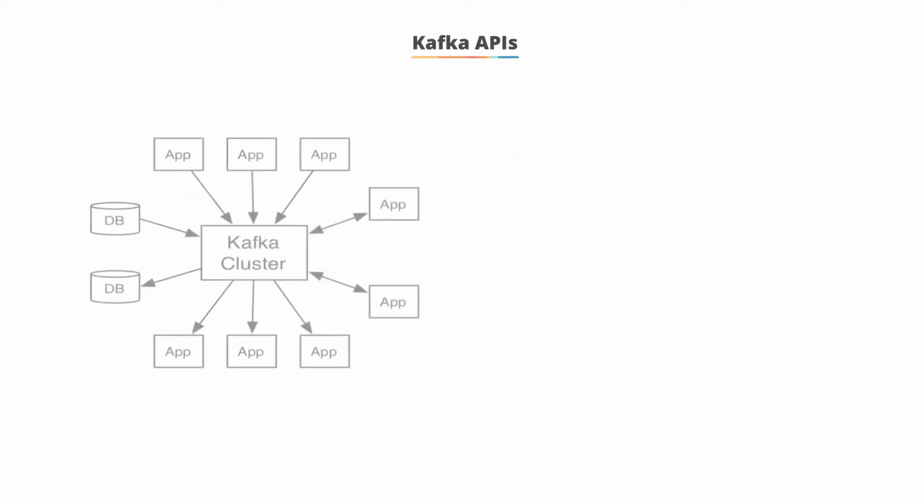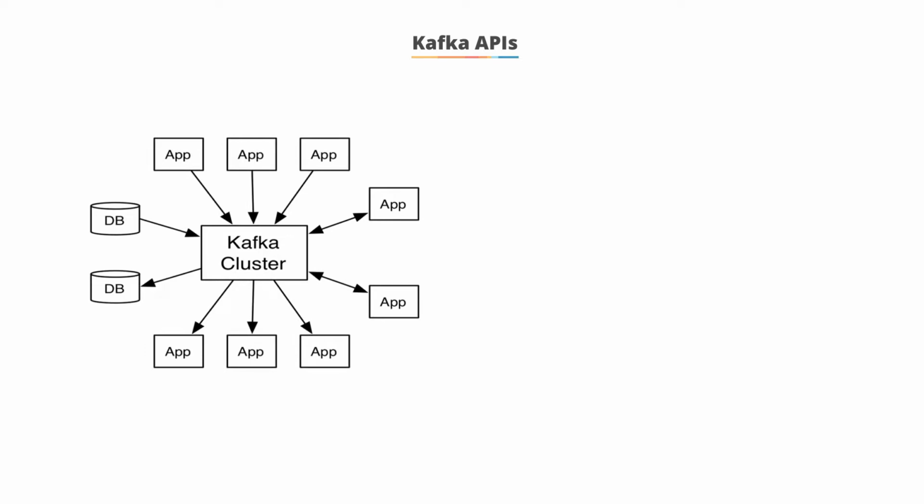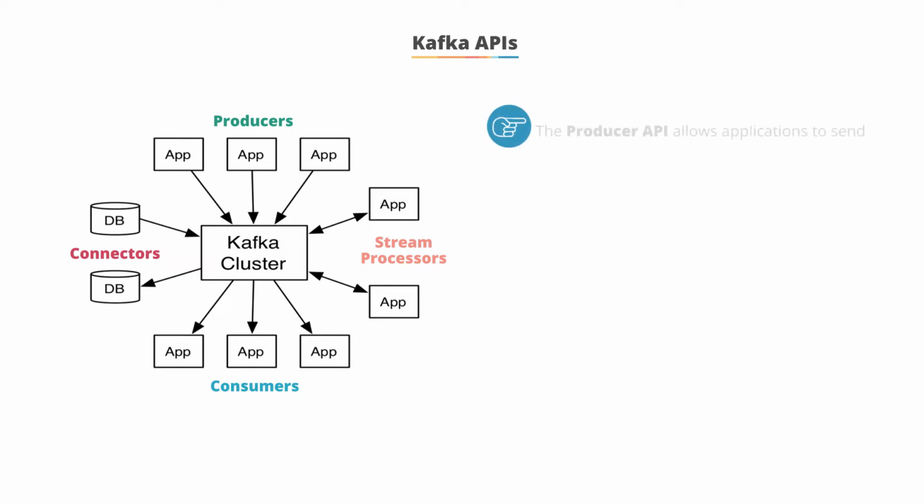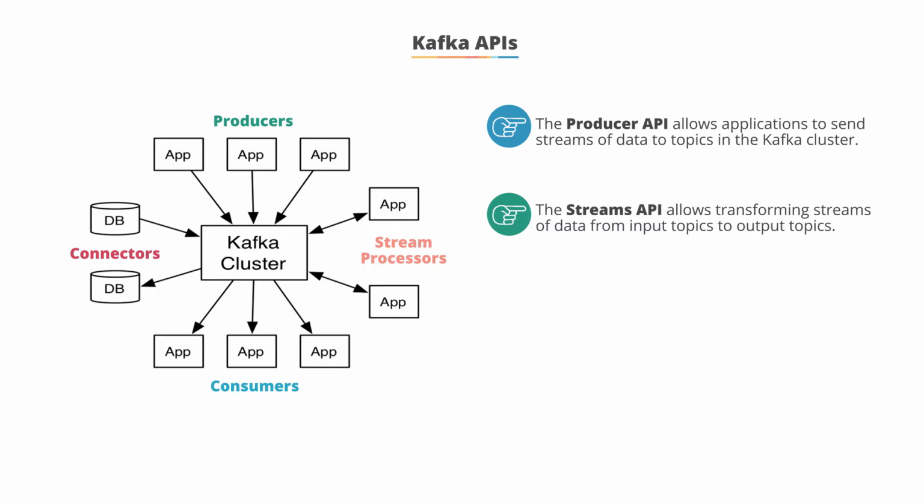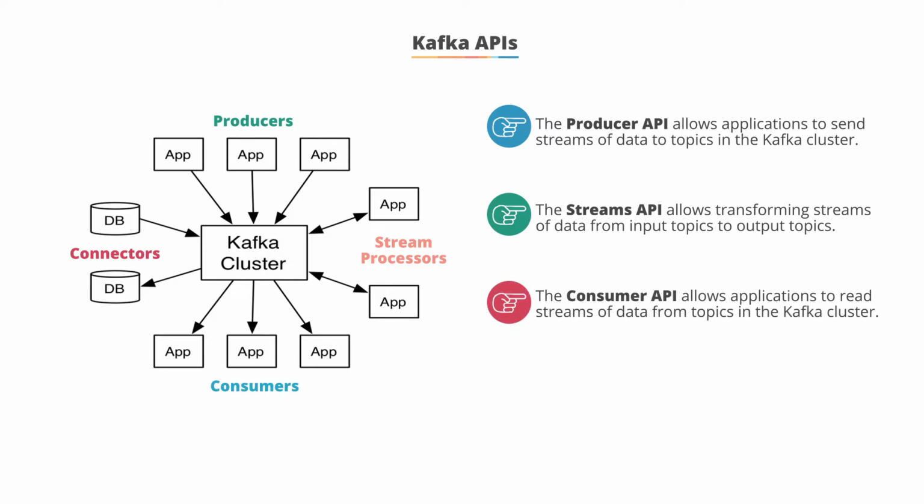In order to ease the use of Kafka in an enterprise environment, it maintains 4 core APIs: one for the producer, one for streams, one for consumer, and one for connect. The producer API allows applications to send streams of data to topics in the Kafka cluster. The streams API allows transforming streams of data from input topics to output topics. And the consumer API allows applications to read the streams of data from topics in the Kafka cluster.